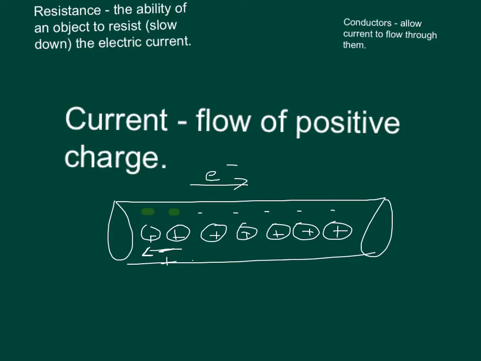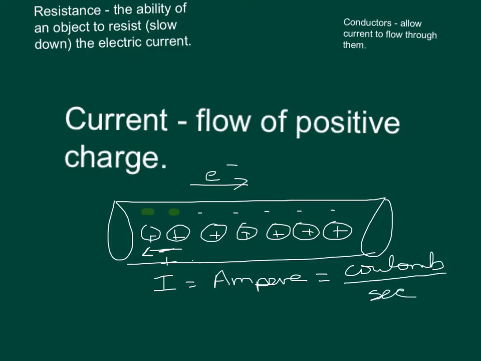And the abbreviation, the variable that we use for current is I. And current is measured in amperes. And an ampere is basically a coulomb of charge per second. So amps, so an amp, that's generally how we talk about it. An amp is our charge divided by our time.